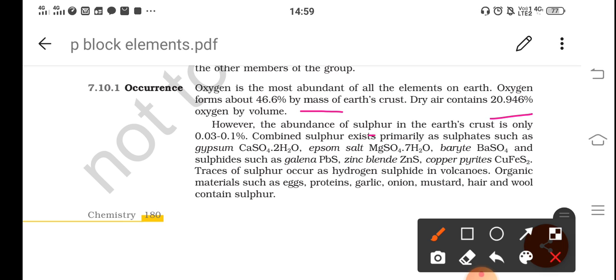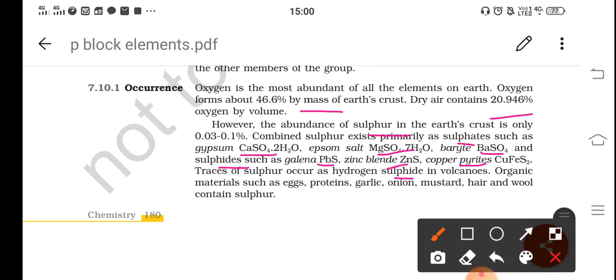Now coming to sulfur, sulfur is present in the earth's crust in free state, and it also exists in combined state in sulfates, for example gypsum, calcium sulfate hydrate, Epsom salt, magnesium sulfate, barite, barium sulfate, and in the form of various sulfide ores like galena, zinc blende, and copper pyrites. Sulfur also forms hydrogen sulfide in volcanoes, which is a naturally occurring source.